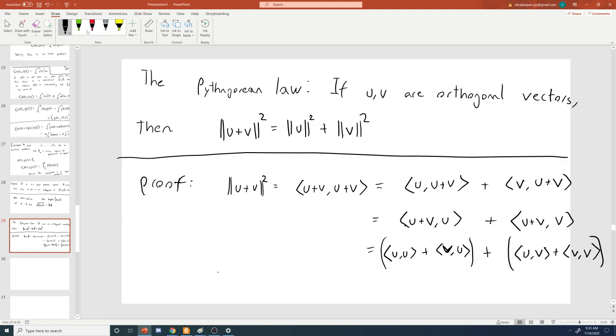Now, by symmetry, the inner product of v with u is equal to the inner product of u with v. But either way, it doesn't matter because I've assumed that they're orthogonal. So in both cases, these are equal to 0. So in fact, this is the same thing as the inner product of u with u plus the inner product of v with v, which is the same thing as the norm of u squared plus the norm of v squared. So this is our Pythagorean law.